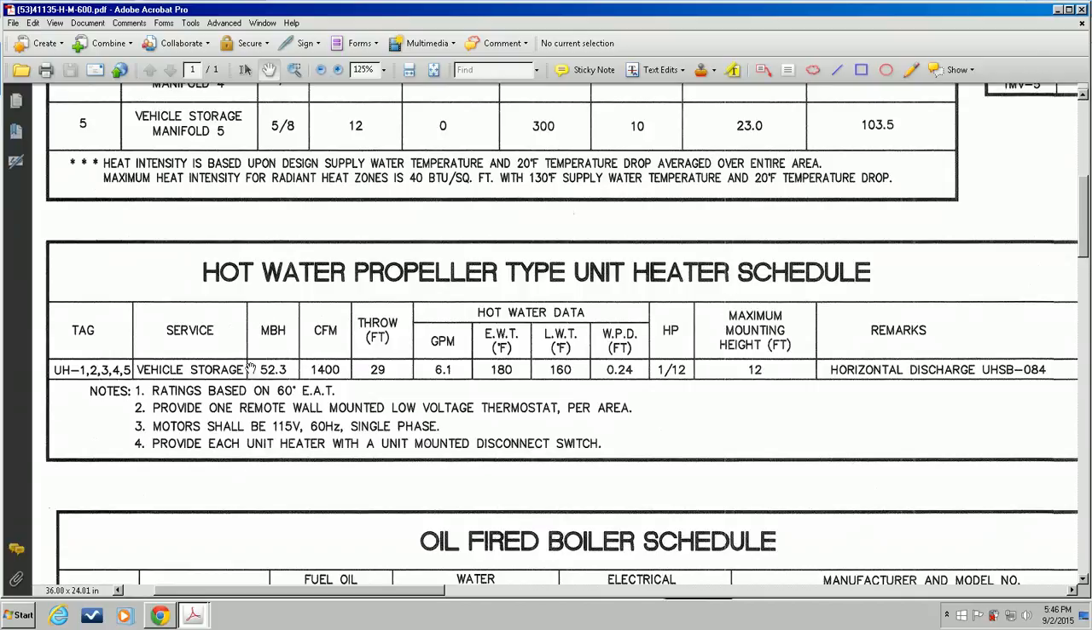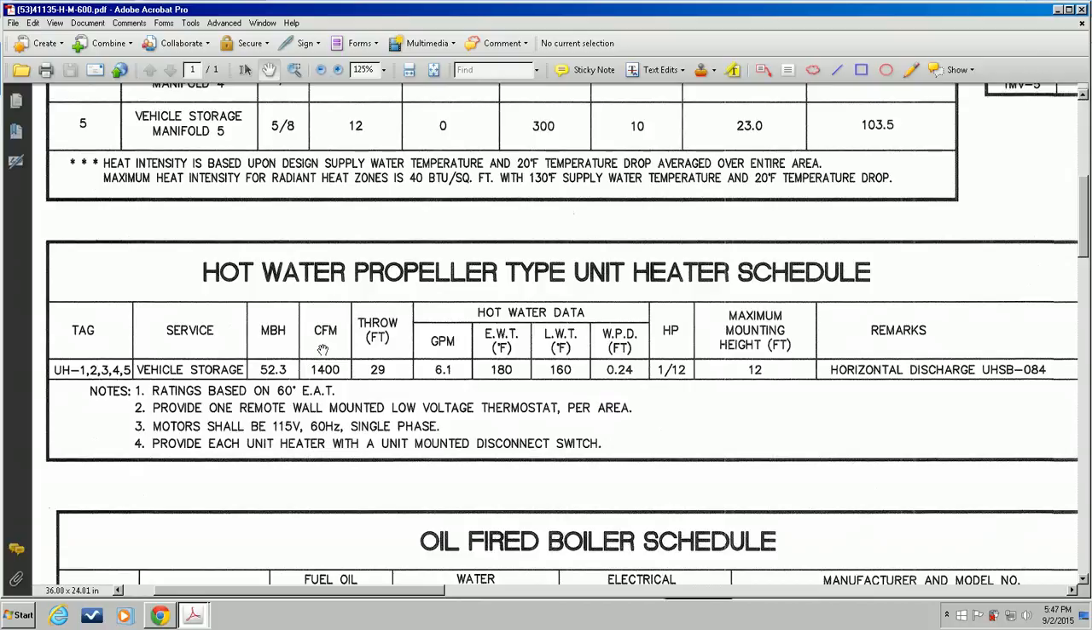The most important criteria that we have to look at when sizing or looking at the schedule is the amount of capacity of that unit heater. Because it goes into an unfinished space, capacity is really the most important feature. That space loses heat at a certain rate, so the unit heater must provide heat in order to match that heat loss or exceed it. So in this case, the MBH, or thousands of BTU, is 52.3. In this case, it's 52,300 BTUs, or British thermal units.